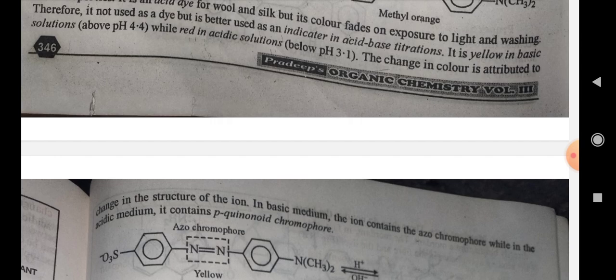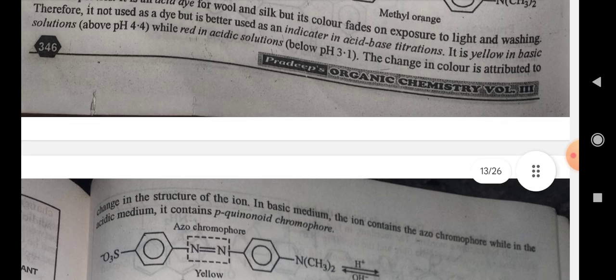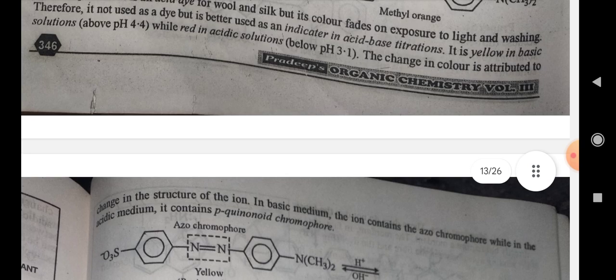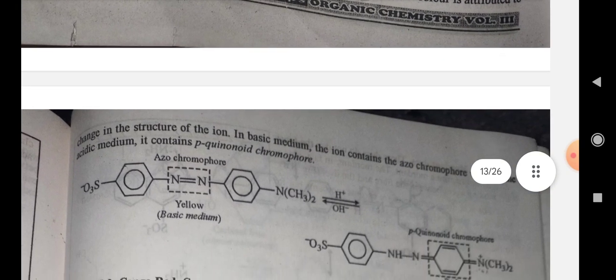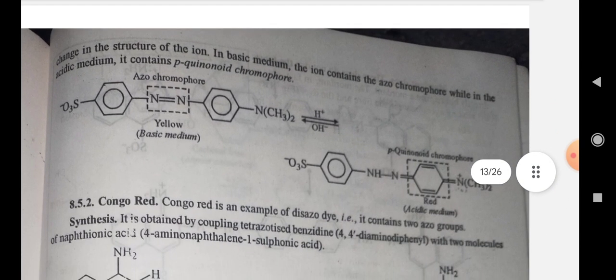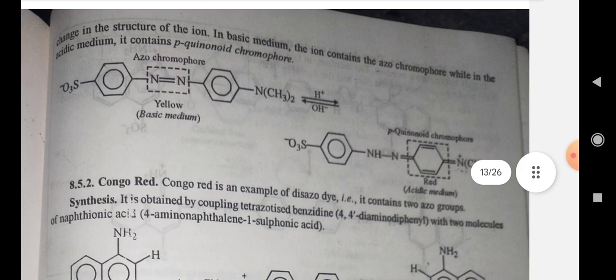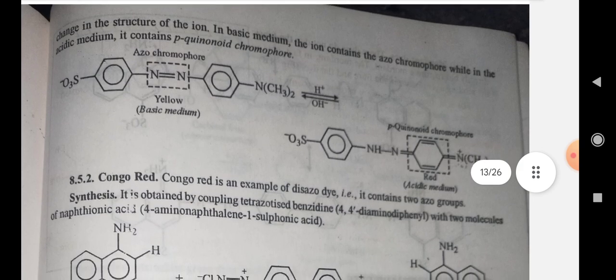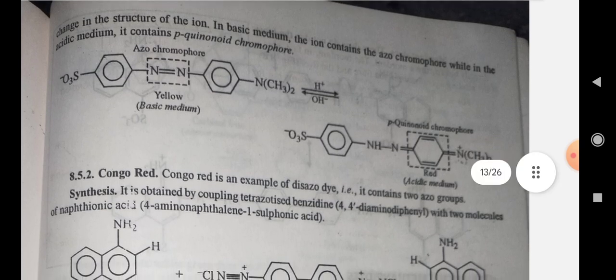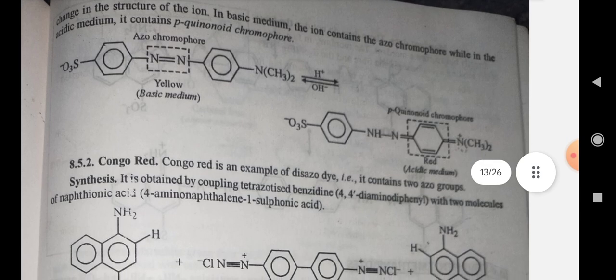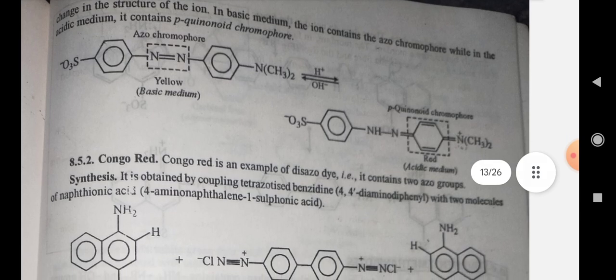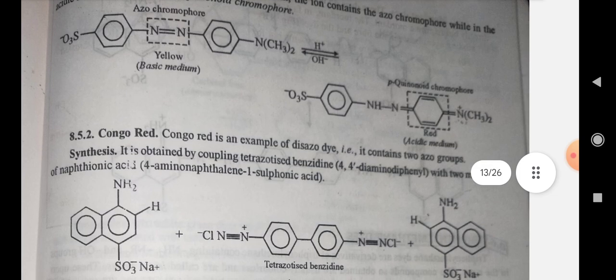It is yellow in basic solution and pale red in acidic solution. The change of color is attributed to the change in the structure of the ion. In the basic medium, the ion contains the azo chromophore, while in the acidic medium it contains the paraquinoid chromophore.